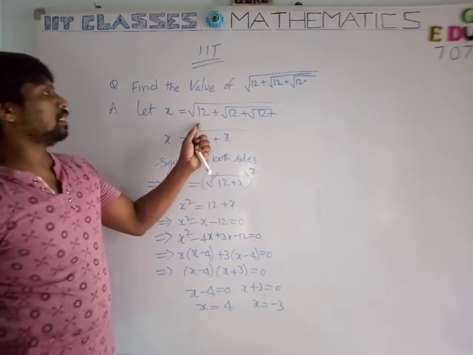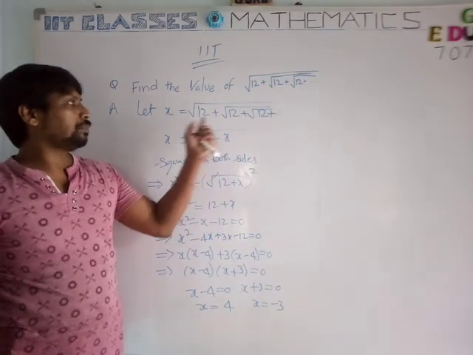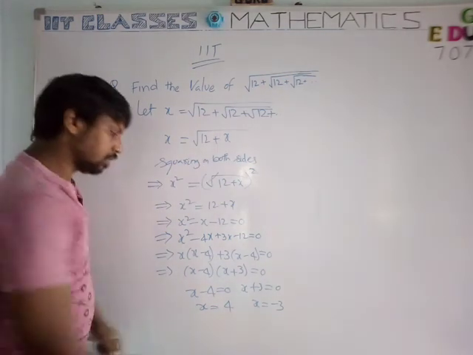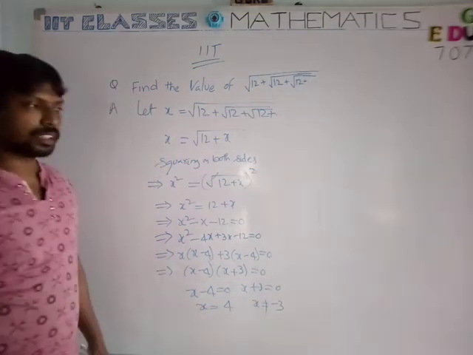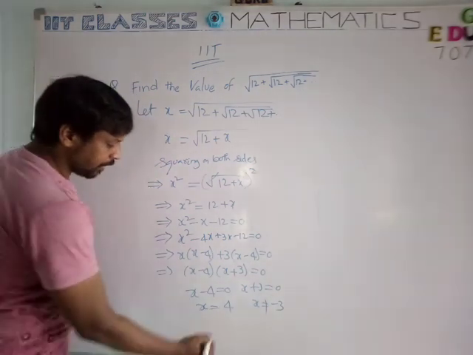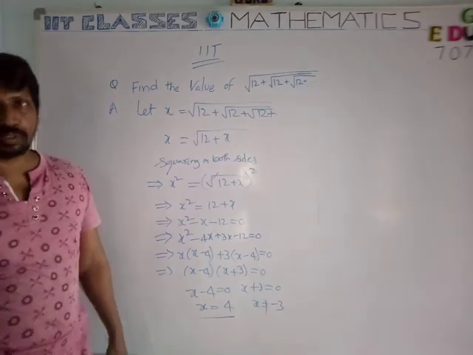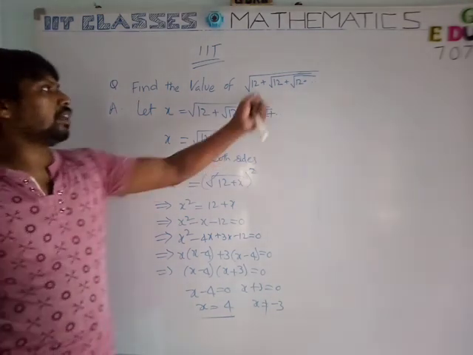Here observe, this must be a positive value, since it is a completely repeated positive value. So x is not equal to minus 3. Here the x value is 4, the answer. x equal to 4 is the answer. So this value is 4.